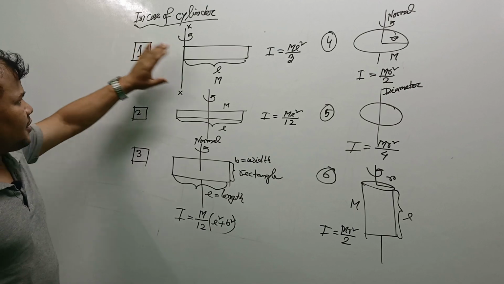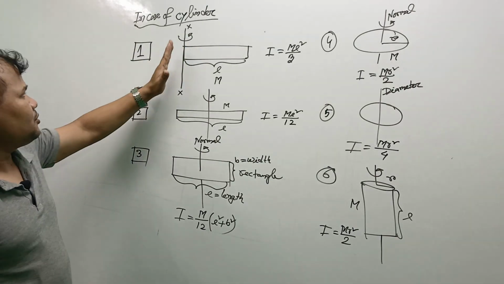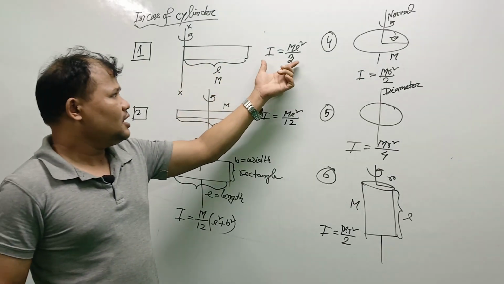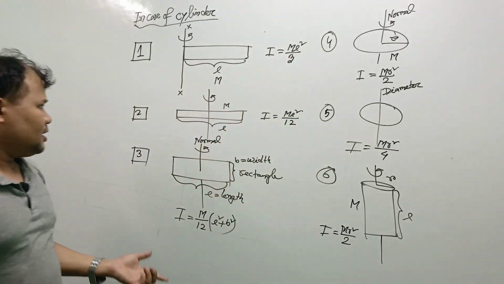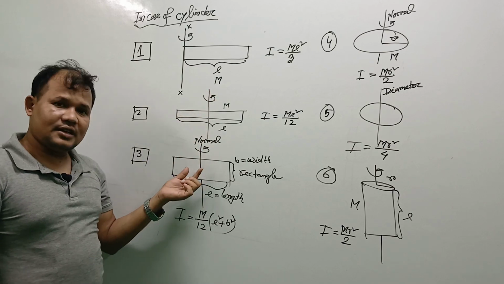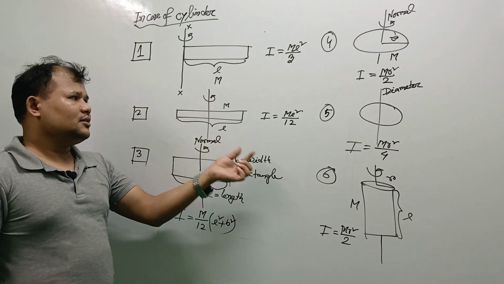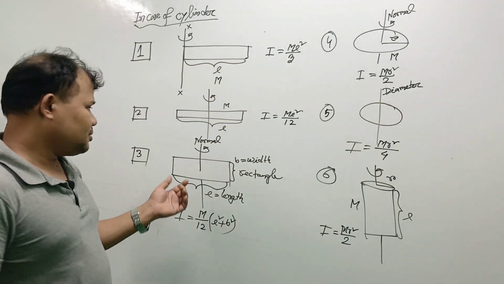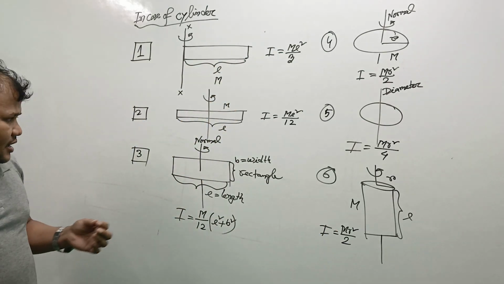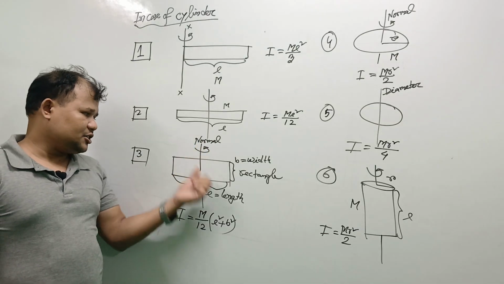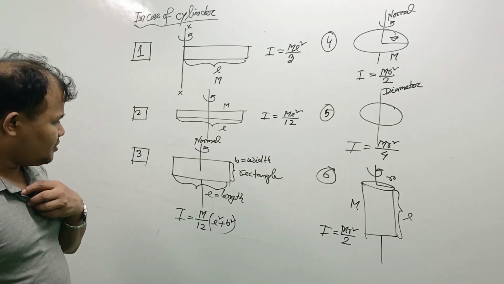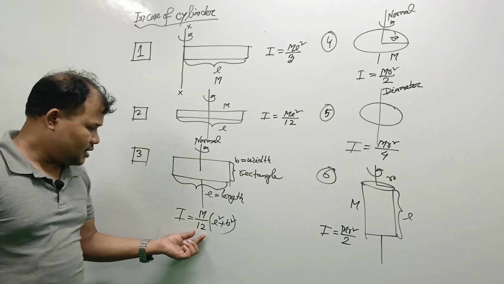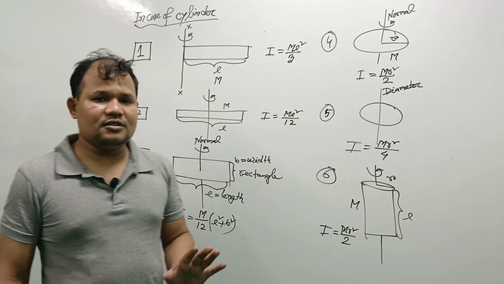One is the uniform rod. If the rotational axis passes through the side of the rod, then the moment of inertia will be M L square divided by 3. If the rotational axis passes through the mid side and is perpendicular to the length, then the moment of inertia will be I equal to M L square divided by 12. And in case of the rectangular shape of the object, if the rotational axis is normal and passes through the center of the object, then the moment of inertia will be I equal to M divided by 12 times L square plus B square. L means length, B means width.